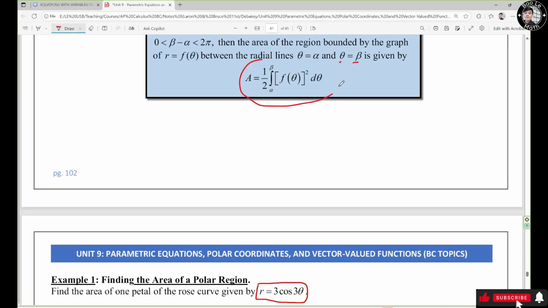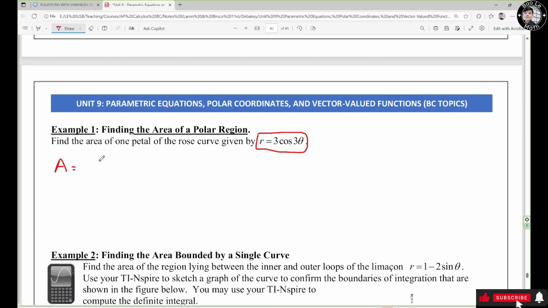Now I'm going to use this formula. I have alpha equal to 0 and beta equal to pi over 6. F of theta is actually the radius, which is 3 cosine 3 theta. So I'm going to substitute over here. A equals 1/2 the integral from 0 to pi over 6 of 3 cosine 3 theta, all together squared, d theta.